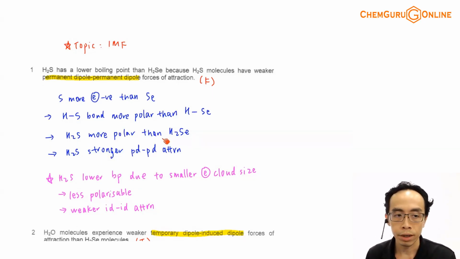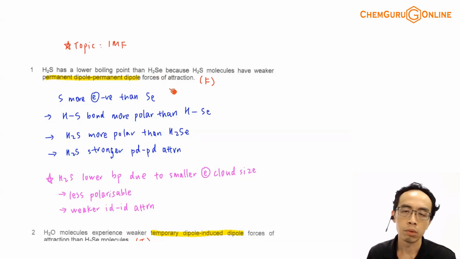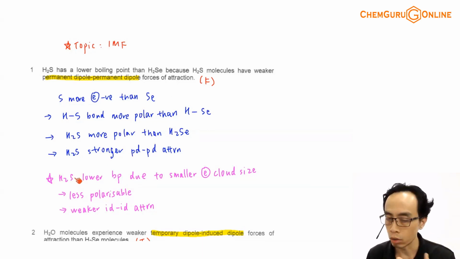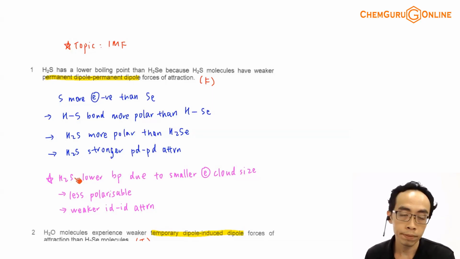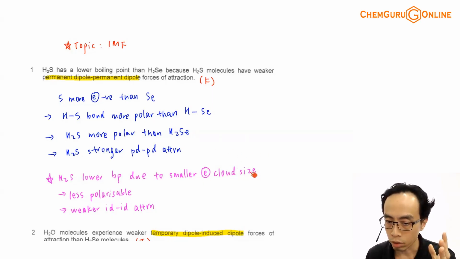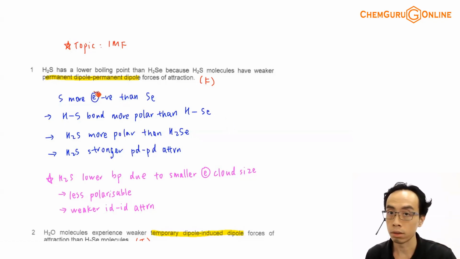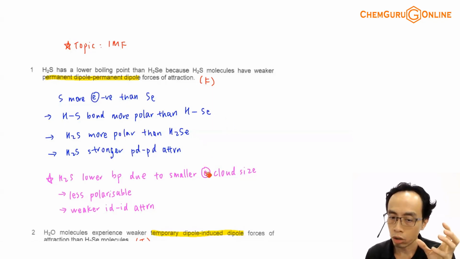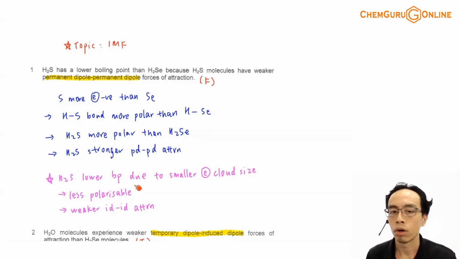But the question tells me that H2S has the lowest boiling point. When we compare H2S and H2Se, the intermolecular forces used to explain the difference in boiling point will be the ID-ID interaction due to electron cloud size. H2S has a lower boiling point than H2Se because it has a smaller electron cloud size. Selenium is bigger than sulfur. So H2S has a smaller electron cloud size and is less polarizable. So the ID-ID attraction will be weaker, and if ID-ID attraction is weaker, then the boiling point will be lower.